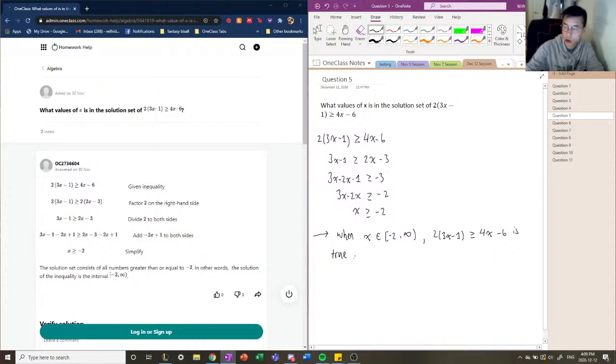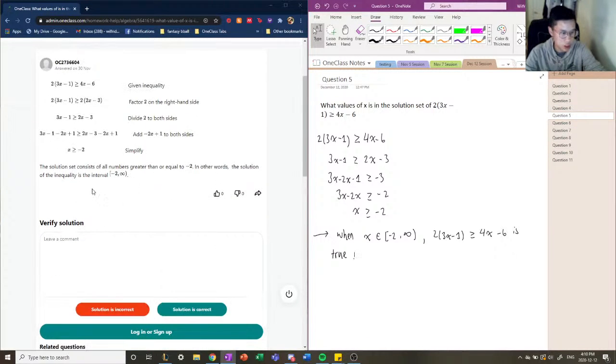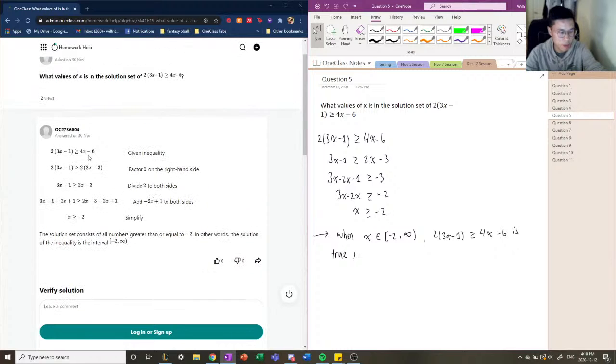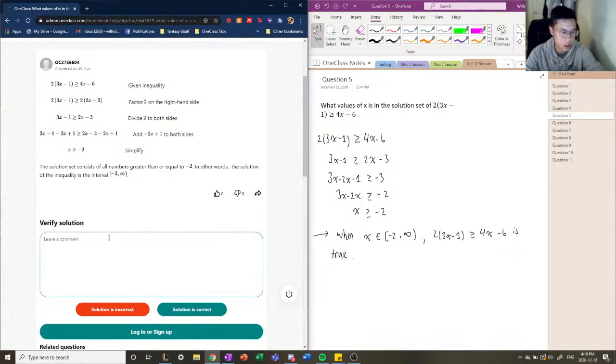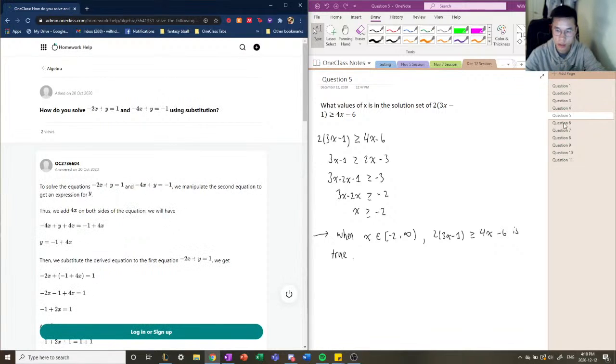Okay, so that's how you solve a lot of inequalities. In the future, they'll probably be a lot more complicated. But yeah, that's how you do it. Okay, so the junior tutor also did that, and they stated what each of their steps were, so this is a good solution. So the solution is correct. Nice job. Okay, let's move on to question number 6.